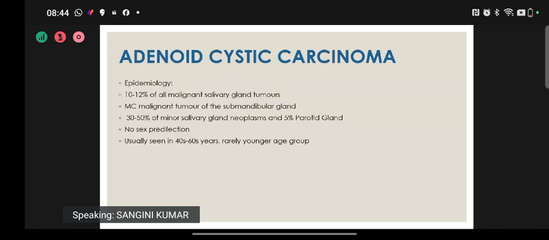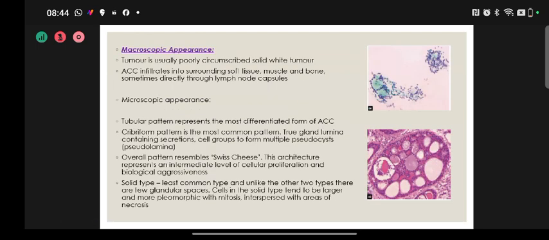Next, coming to adenoid cystic carcinoma, it comprises 10 to 12% of all malignancies of the salivary gland. Then it is the most common malignant tumor of the submandibular gland. In around 30 to 50% of cases, it can occur in minor salivary glands and 5% in the parotid gland. So less commonly seen in the parotid gland, does not have a sex predilection, usually seen in 40 to 60 years of age and rarely occurs in a younger age group.